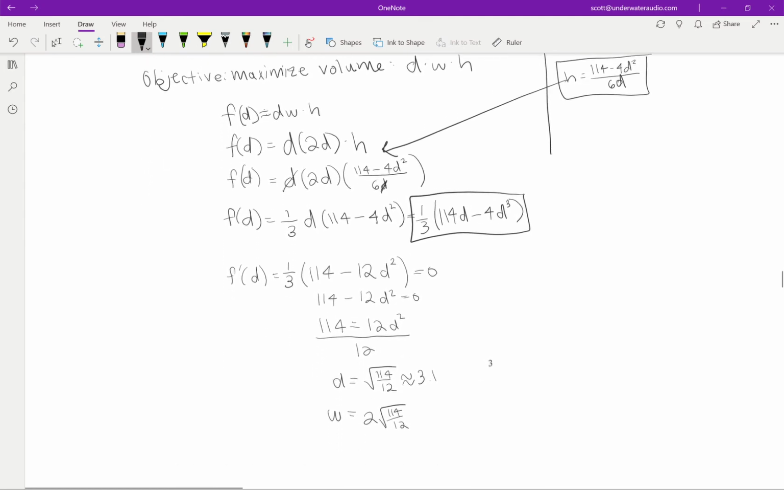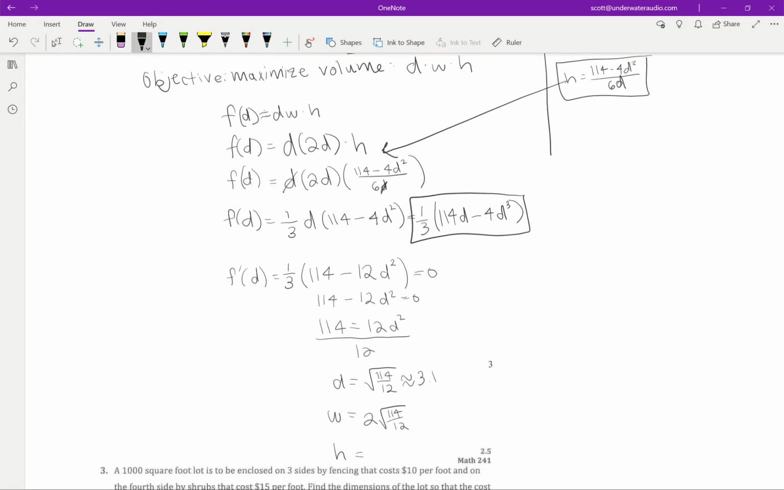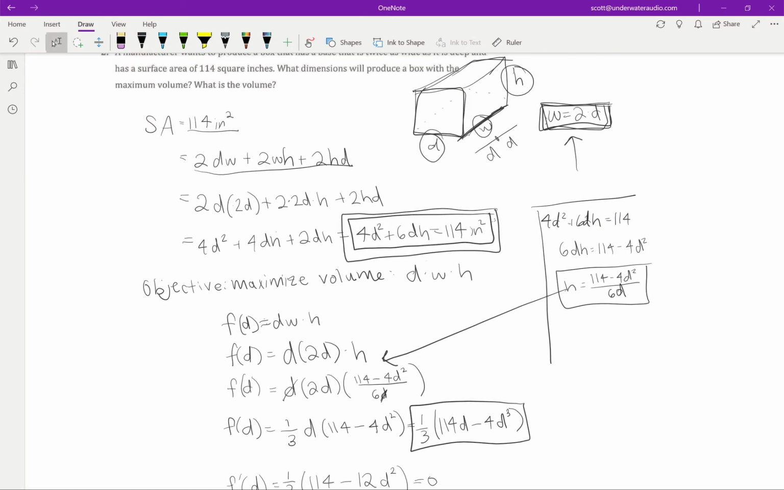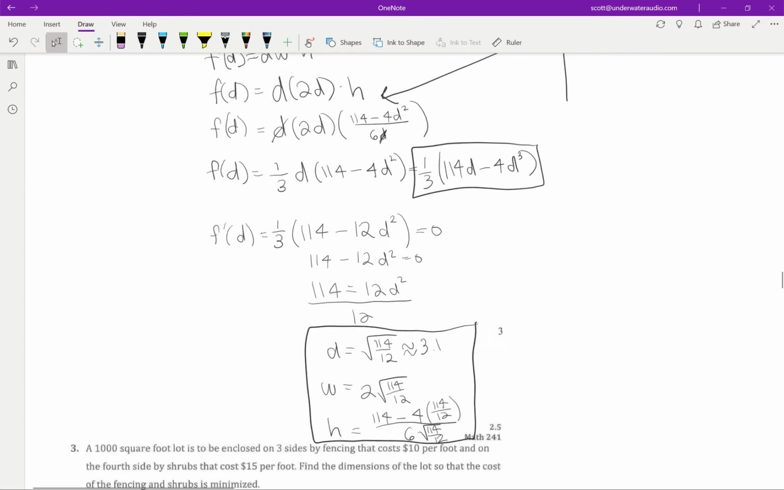Let's see. So H is going to be 114 minus 4 times D squared. That'll just be 114 over 12. And then divided by 6 times D, which is square root of 114 over 12. So these are the dimensions that maximize the box, and I think we're also supposed to find what that maximum volume is. Yes, I should also find the maximum volume.